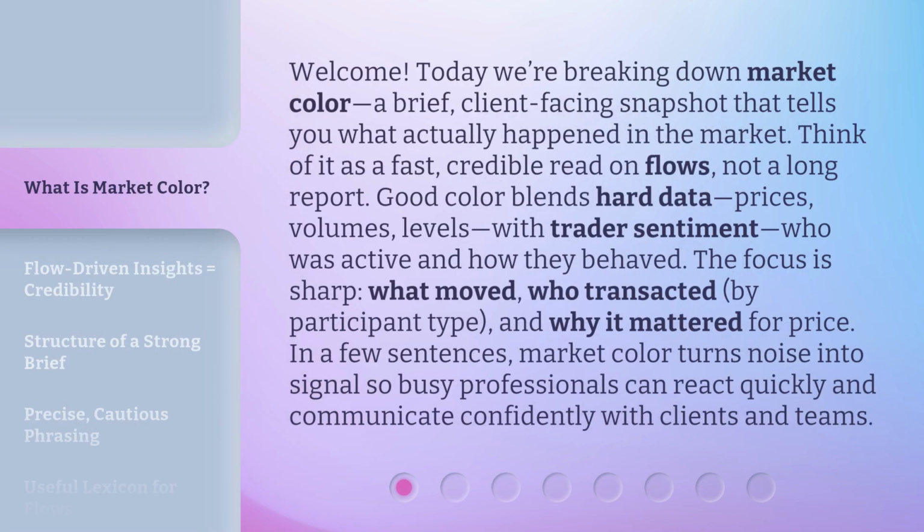Welcome. Today we're breaking down market color, a brief, client-facing snapshot that tells you what actually happened in the market. Think of it as a fast, credible read on flows, not a long report. Good color blends hard data, prices, volumes, levels, with trader sentiment, who was active and how they behaved. The focus is sharp. What moved, who transacted by participant type, and why it mattered for price. In a few sentences, market color turns noise into signal, so busy professionals can react quickly and communicate confidently with clients and teams.